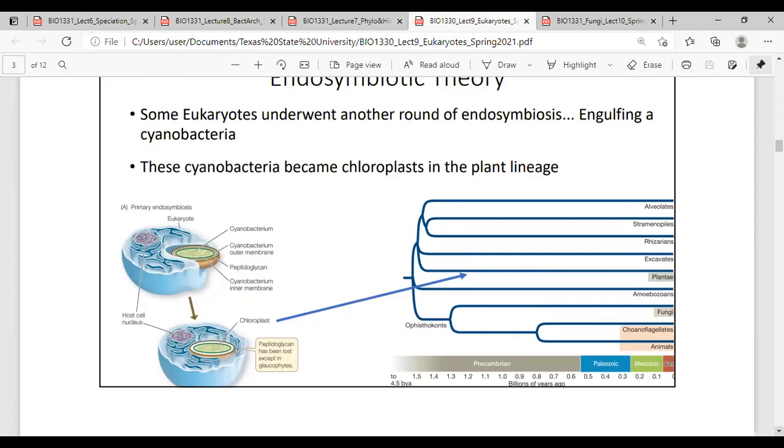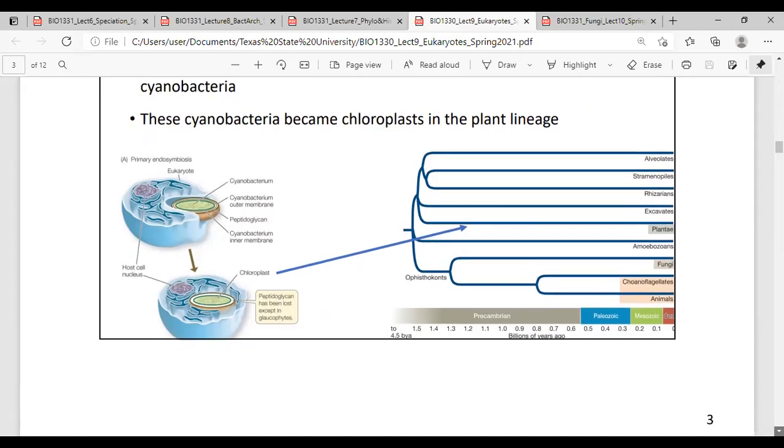Remember, and he kept stressing this, the mitochondria is in all eukaryotes. Plants are eukaryotes, so they have mitochondria as well. They did the same thing, where they took in that bacterium and started doing cellular respiration. But then plants, unlike us, took in the cyanobacteria, and it became the chloroplasts in the plants.